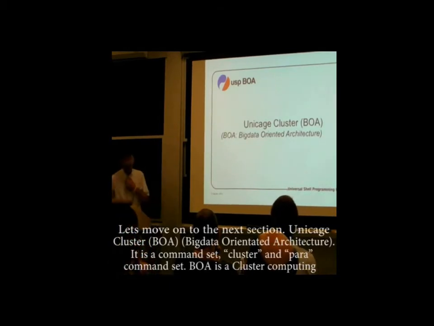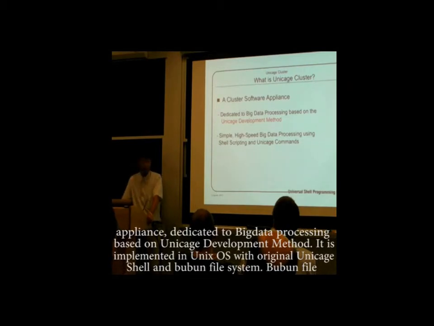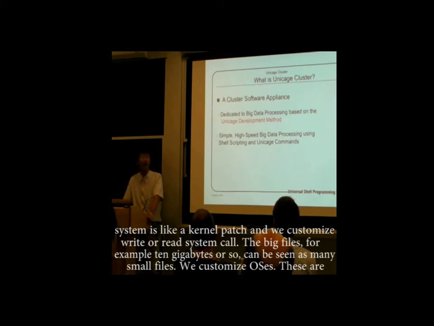And next, let's move on to the next section. Unicage cluster, BOR, big data oriented architecture. It is a command set, cluster and para command sets. BOR is a cluster computing appliance dedicated to big data processing based on Unicage development methods. It is implemented in Unix OS with the original Unicage shell and Bubun file systems. Bubun file system is like a kernel patch, and we customize the write and read system calls. And a big file, for example, 10 gigabytes or so, can be seen as many small files. So we customize OSs.